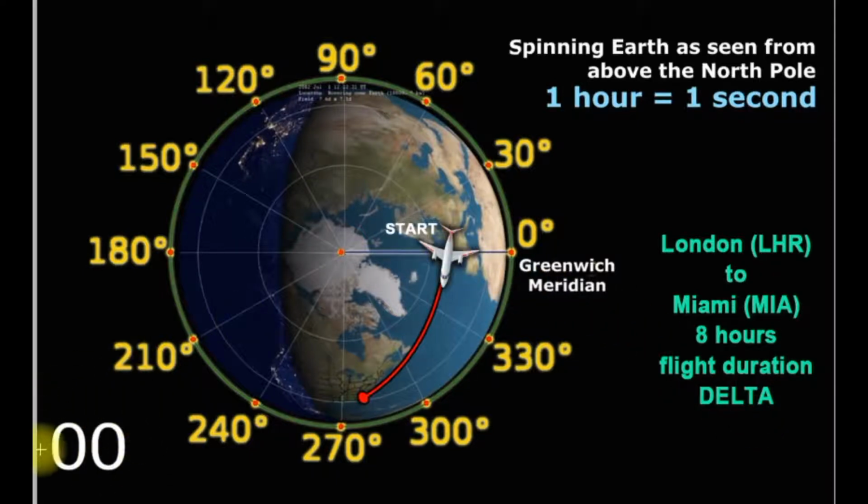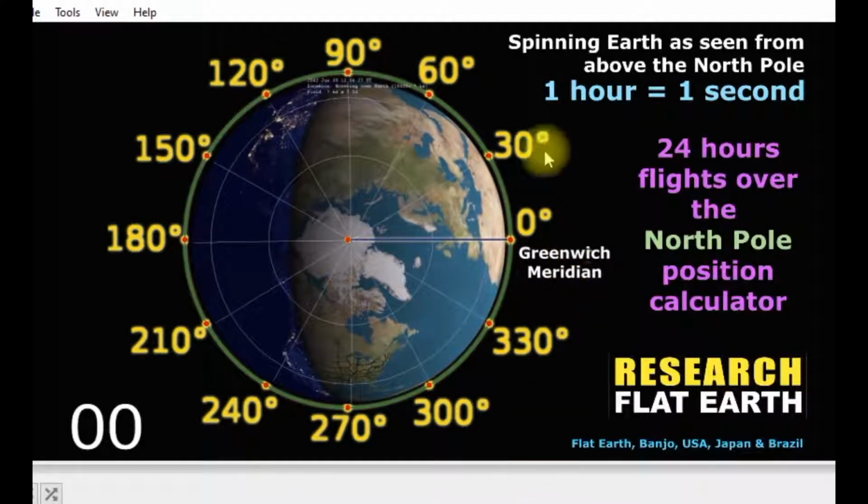This is the timer. So the timer will run for 8 seconds because 1 hour equals 1 second. It will take 24 seconds for a complete rotation, just like, according to the heliocentric model, it takes 24 hours for one complete rotation of the Earth. So let's go ahead and start the timer. This is the video on the timer right here. Remember, London's right here, Miami. Let's stop at 8 seconds.